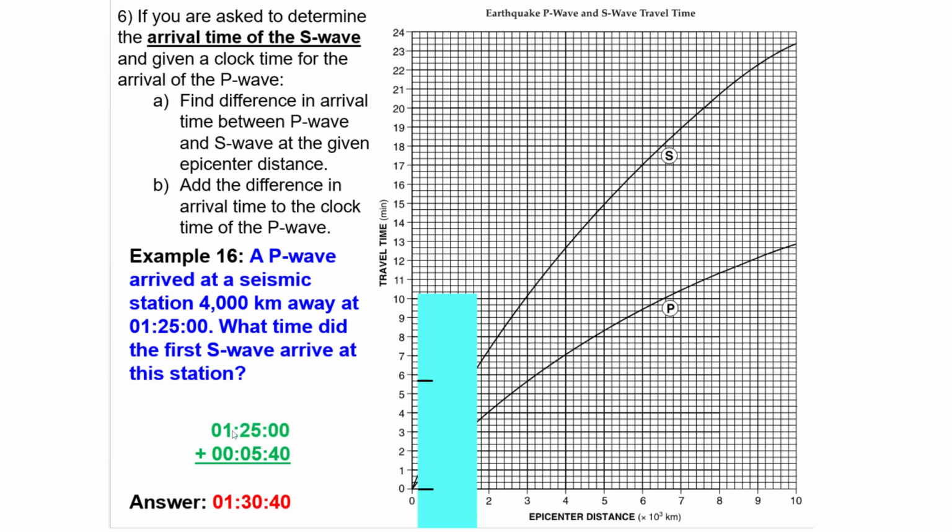So if my P wave arrived at 1 hour 25 minutes and 0 seconds, then my S wave must have arrived later by 5 minutes and 40 seconds, because that's the time difference between the P and S wave at that distance. So I'm taking my P wave arrival time and adding 5 minutes and 40 seconds, the time difference that I calculated, to find that my S wave arrived at 1 hour, 30 minutes, and 40 seconds. It arrived 5 minutes and 40 seconds later.